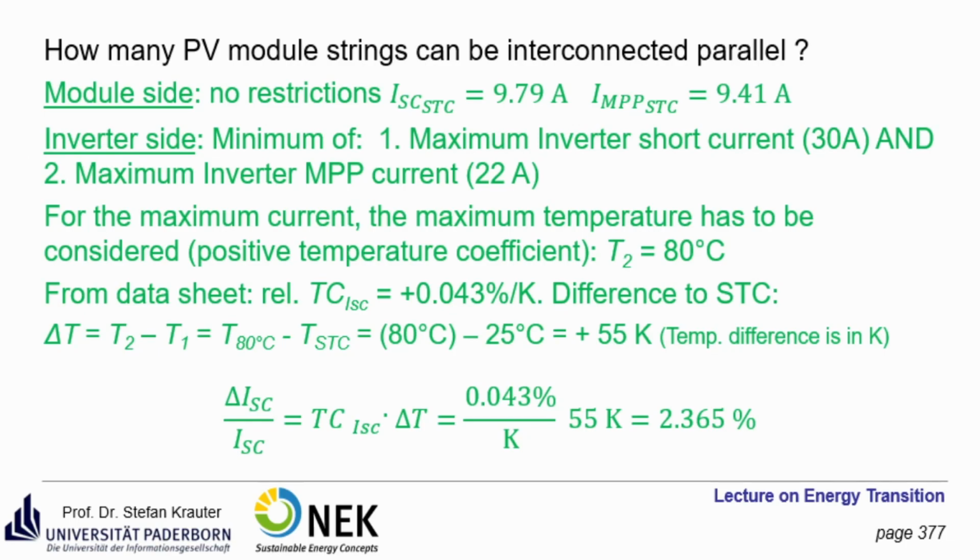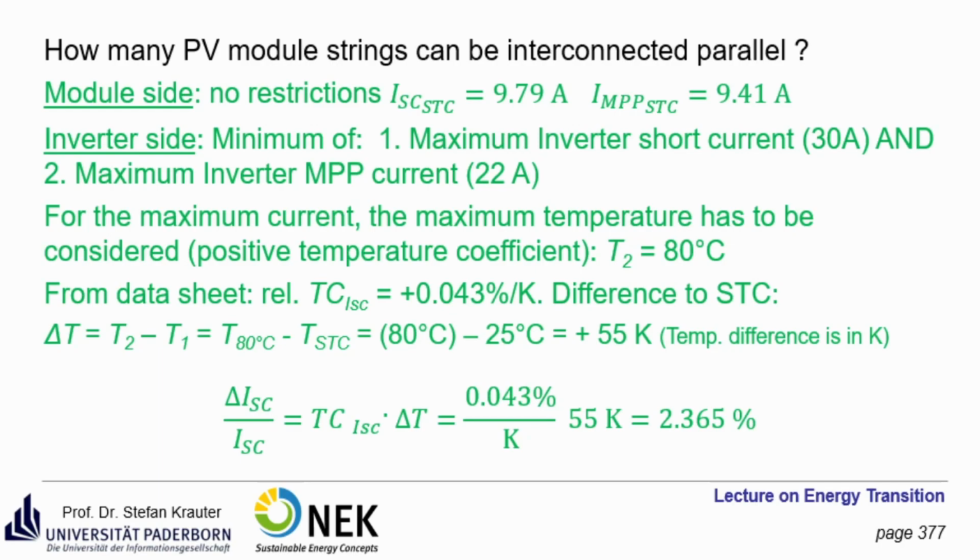So we have two conditions, and which is the stricter one? This is the maximum inverter MPP. Oh no, we don't know yet. Sure, at the modules the short circuit current might be a bit higher. Then we also have to calculate the worst conditions. So we have a positive temperature coefficient. It's low, but it's positive. So we have to consider the maximum operation temperature, because this increases the current.